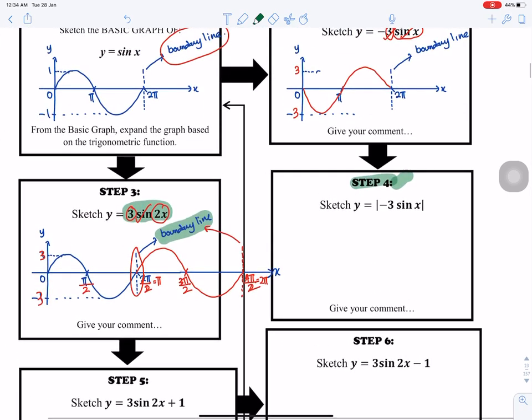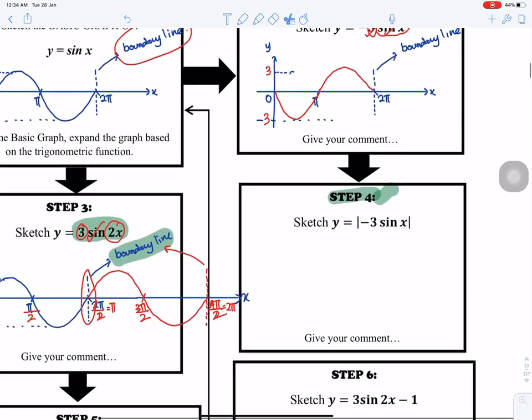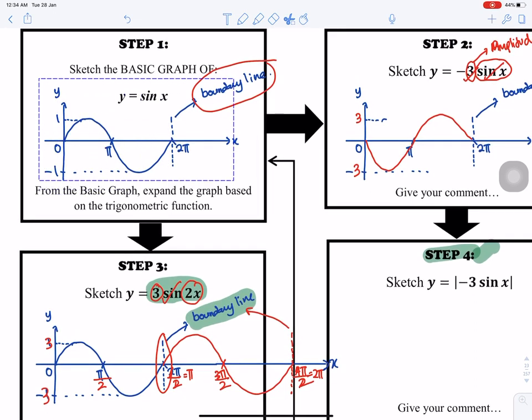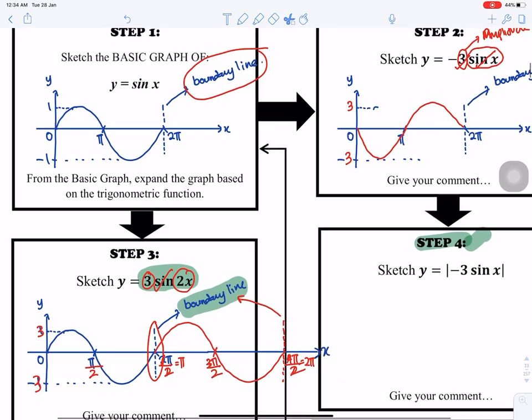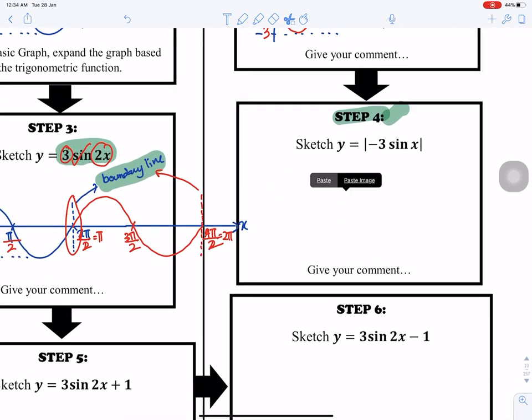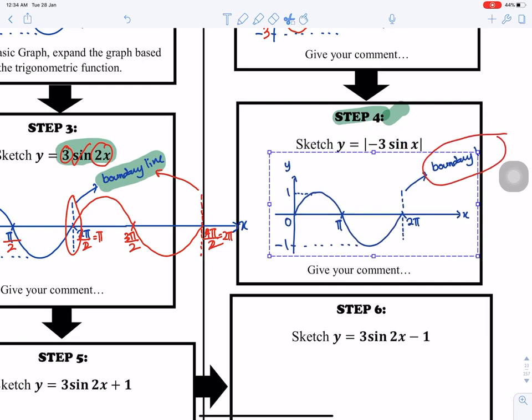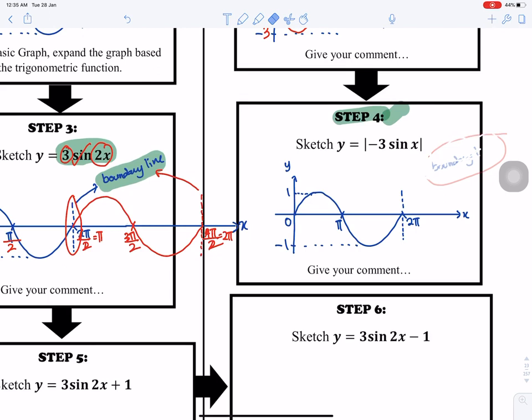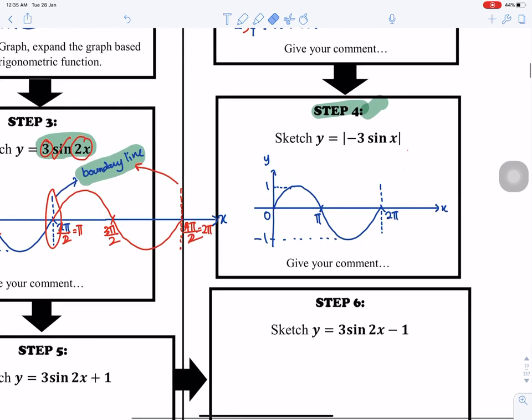Again, copy the basic graph and paste. This is the basic graph for y equals sine x, and the amplitude is 3, negative 3.